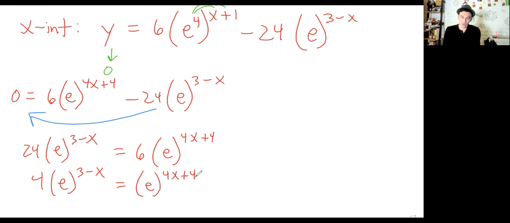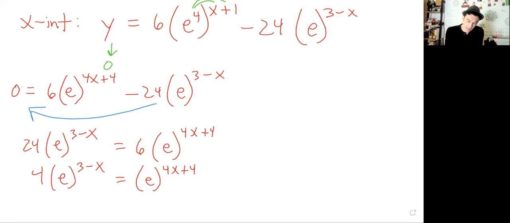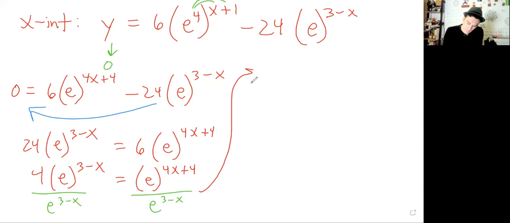Right, so that's what we have so far. And then here, what we can actually do is divide both sides by e to the 3 minus x. That's what we'll do to both sides. And so here on the left, these guys are gone. So it's just 4 equals e to the 4x plus 4 over e to the 3 minus x. All right.